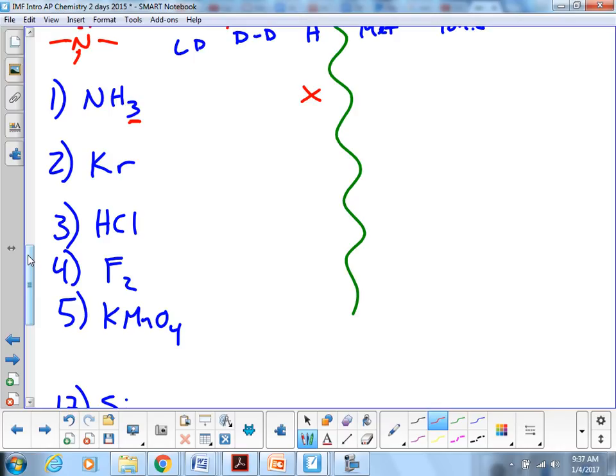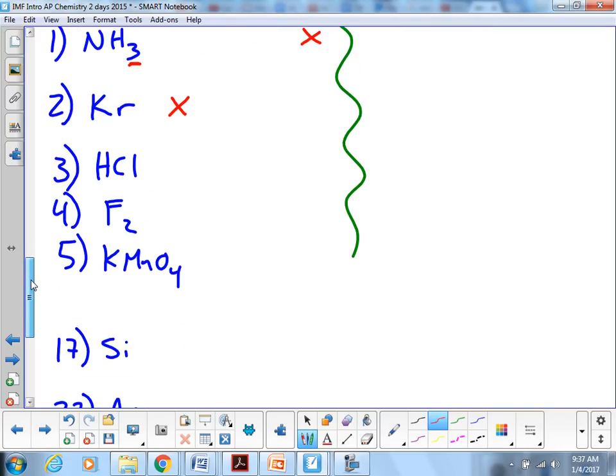So this has to be LD. Well, why can't it be something else? I can't put a dipole. Who's pulling on what? Nothing's pulling on anything. It's just krypton. All right, we just did this one before.